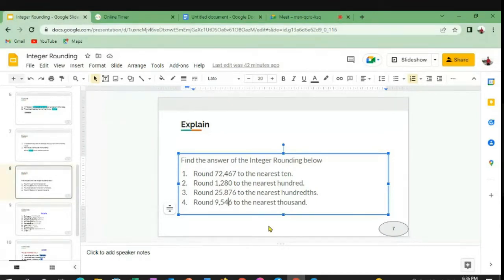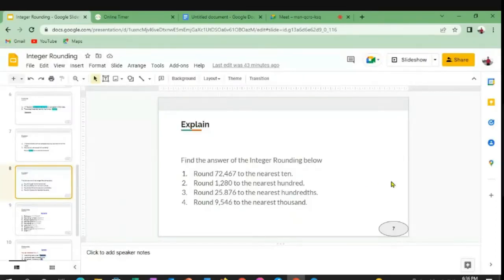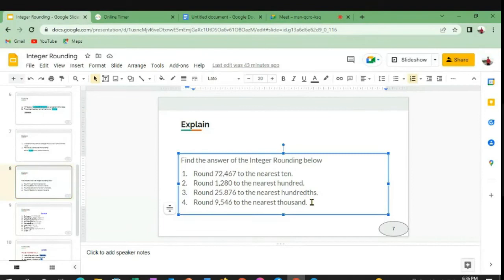So I give you 15 minutes to do this exercise. Please start. Sorry, teacher, could you write down decimal? Decimal.